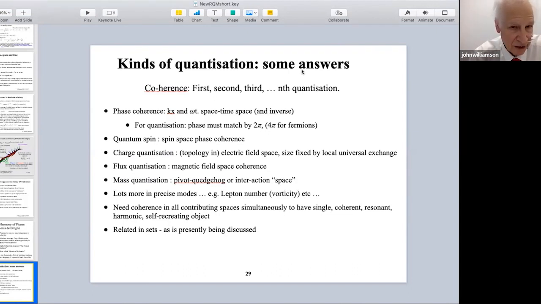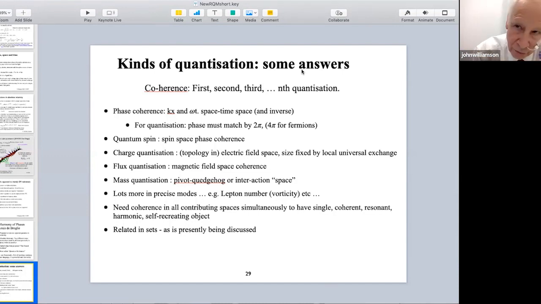Well, the most important one is phase coherence, kx and omega t, space-time, space, and its inverse. For quantization, any oscillation that's happening has to bite its own tail in phase. So one wavelength, two wavelengths, two half wavelengths, half a wavelength bounces back to produce a full wavelength in a quantum well. This is the first kind of quantization. Now, what about spin? Spin is a spin space phase coherence. The thing is spinning in spin space, and you have to have phase coherence in that. This doesn't necessarily match with the space-space coherence, because you can have things that go around twice, as in a fermion. So you have a space-space coherence, and you have a spin-space coherence.